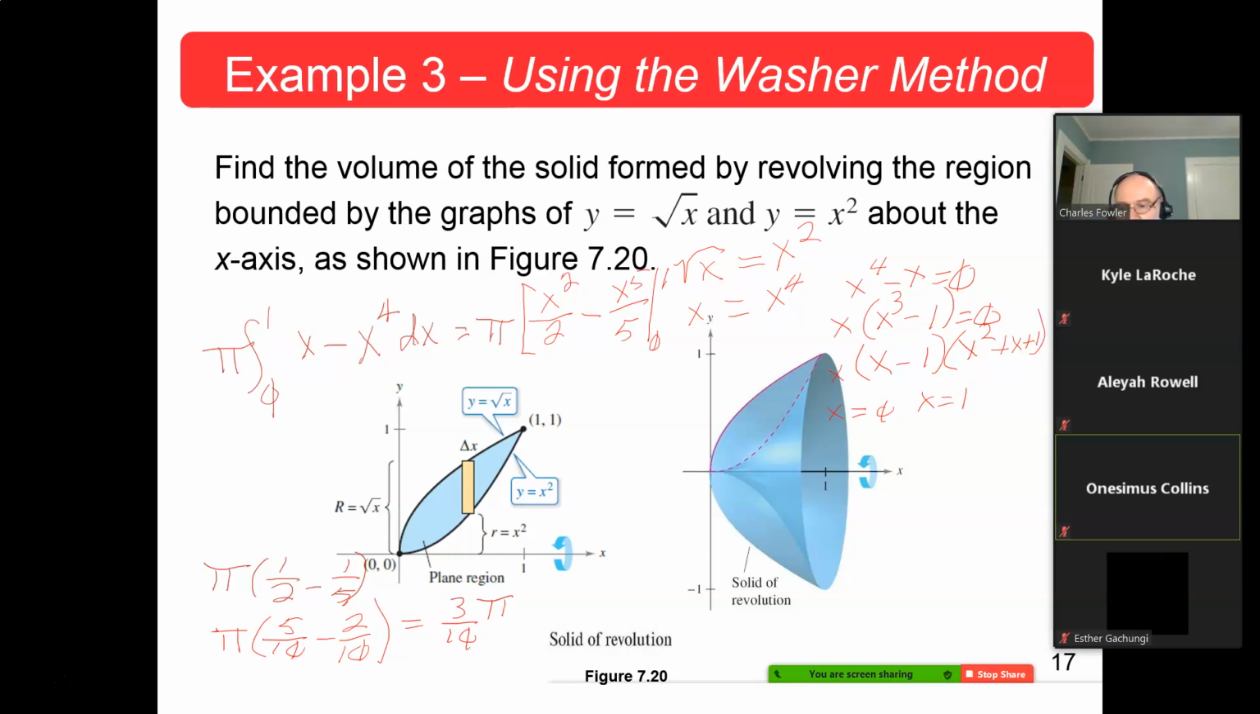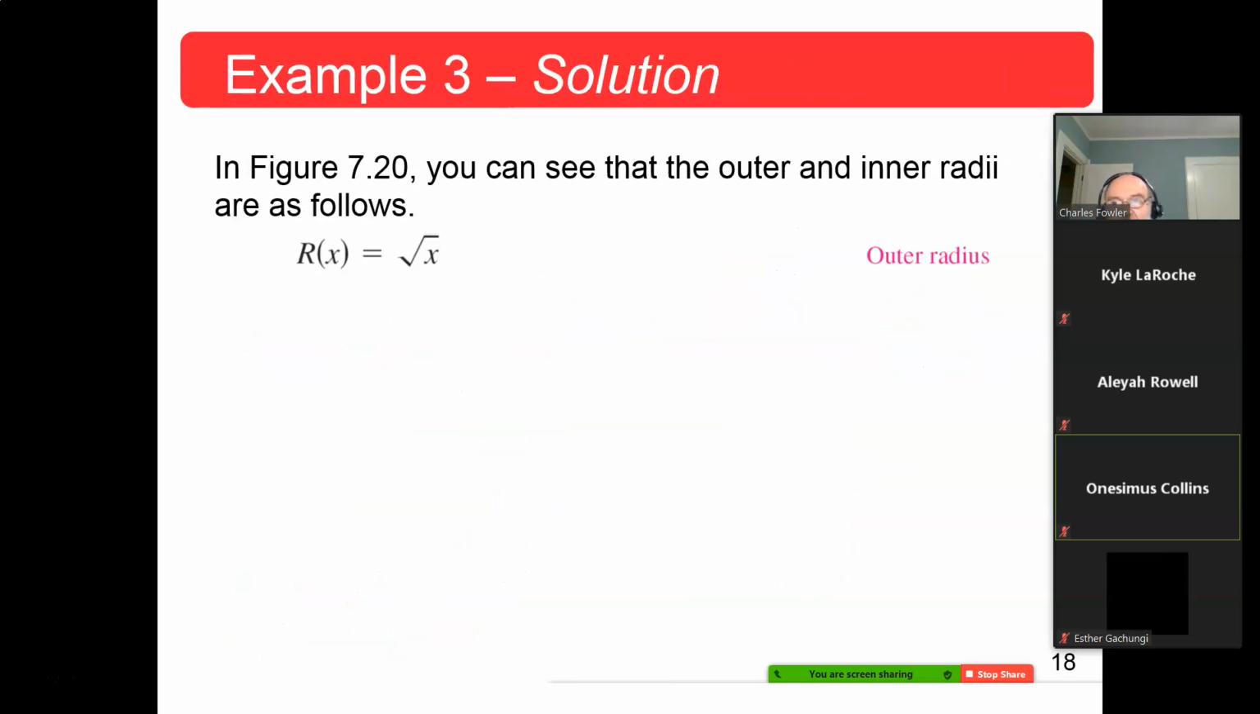So let me get my Wacom out of the way here, and we'll go on to this. In that figure that I held up, you can see that the outer and the inner radii are as follows. The outer radius, the big radius, is square root of x. The little radius is x squared. That's because we're only traveling between 0 and 1. If you were outside there, then the outer radius would be x squared and the inner radius would be square root of x. That's if you're beyond 1. We're not there. That doesn't make a closed shape.